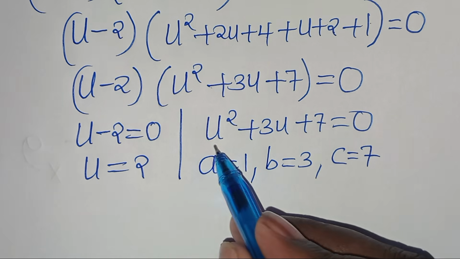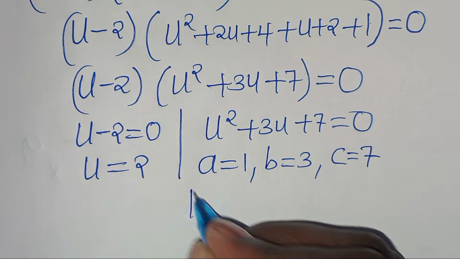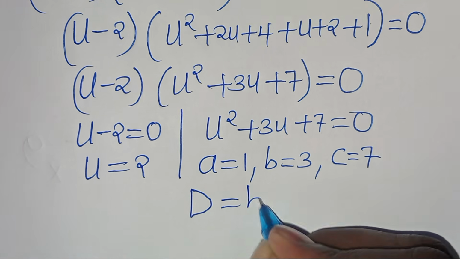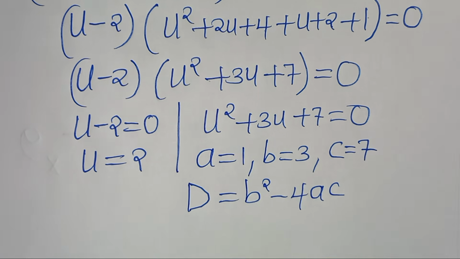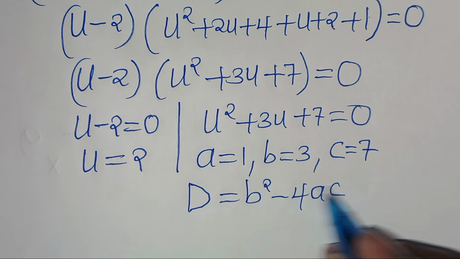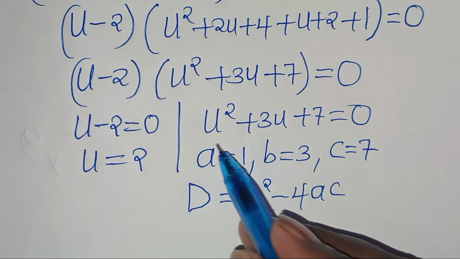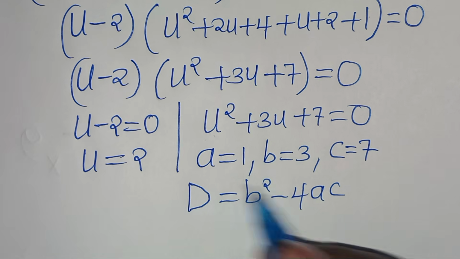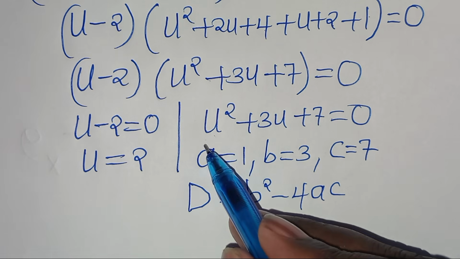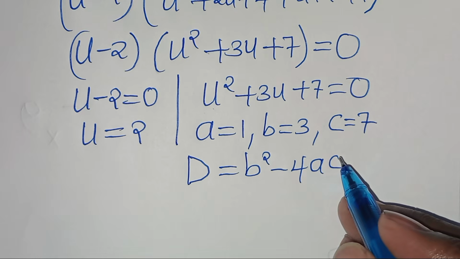Now, let's assess the nature of the root of this quadratic equation by determining the discriminant value, which is b squared minus 4ac. Now, we need to check if the discriminant value is greater than 0. If it is greater than 0, that means that we have real roots from this quadratic equation. If the discriminant is less than 0, that means we have complex roots. So in that case, there is no real solution.